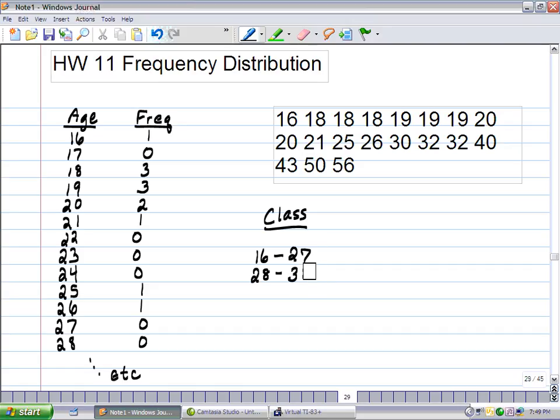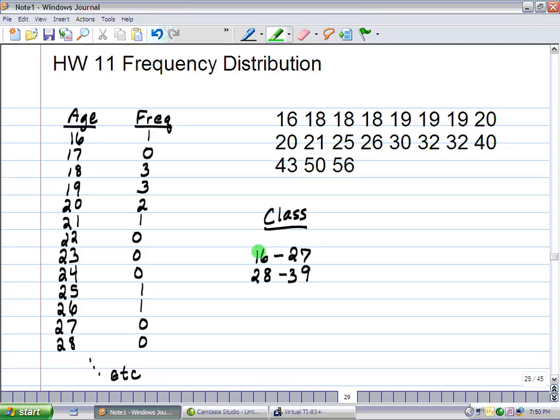Messed up here. Let's see. All the 16 to 27-year-olds. Then I'd have to do the 28 to 39-year-olds because my class widths need to be the same. The class width would mean how many ages are in each group. So I need there to be the same number in each of these groups.